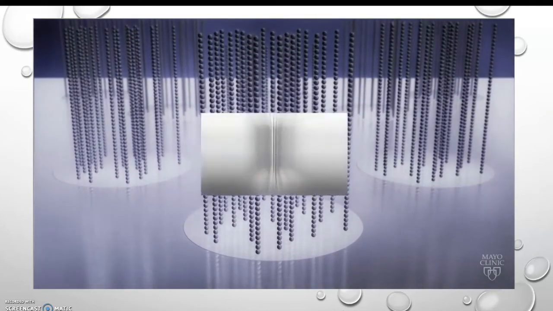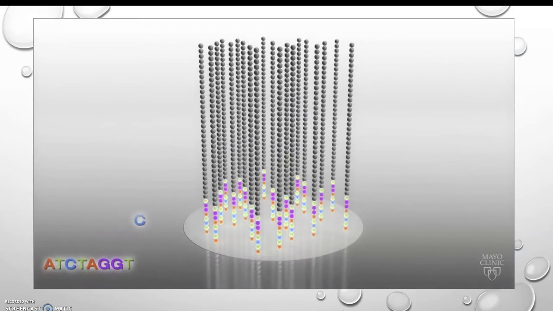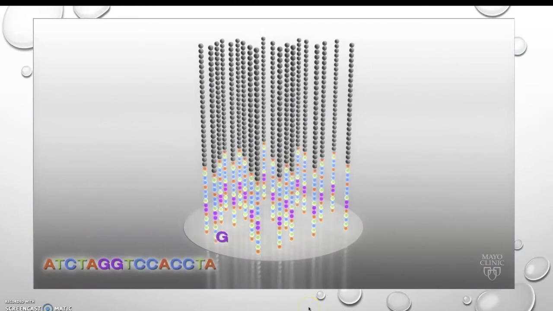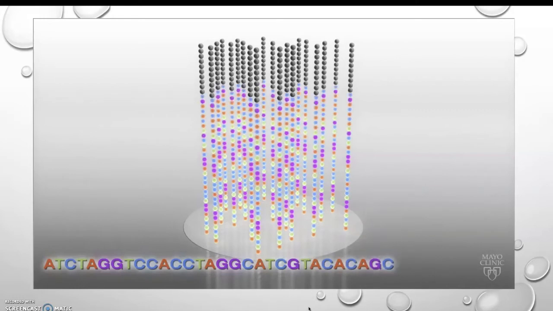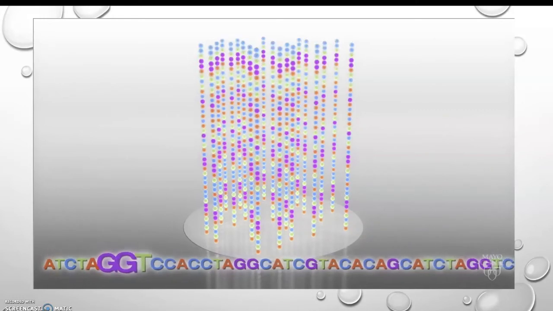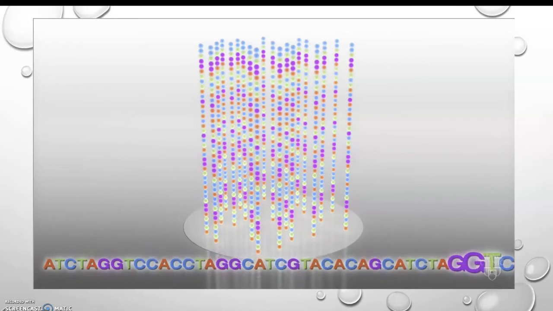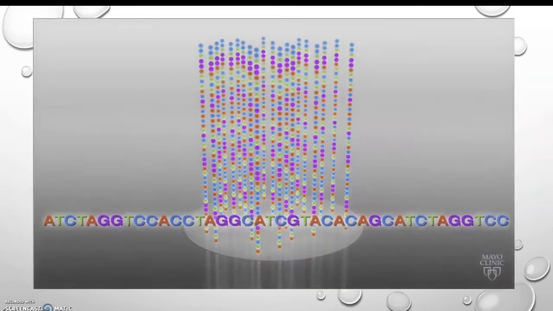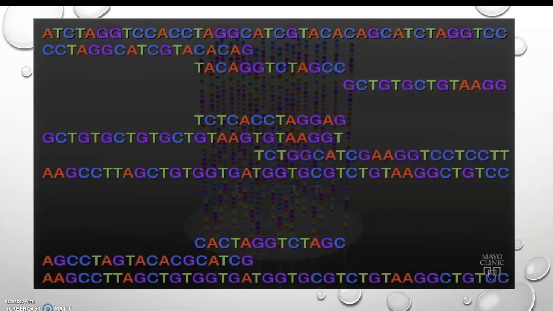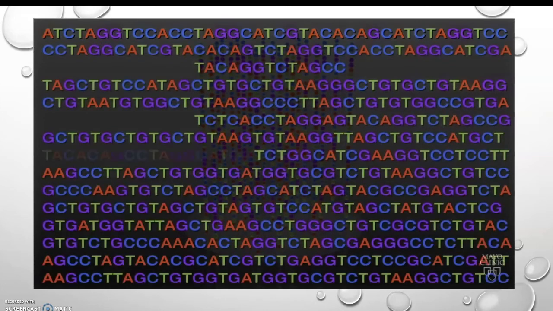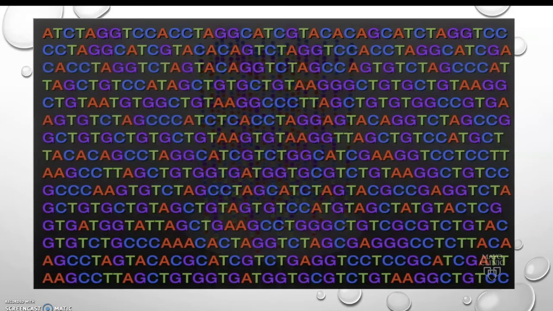fragments. Next, the sequencer reads the DNA, one base at a time, using different colored tags for each DNA base. Special sensors within the machine detect the different colored tags. This sequence of colors reveals the DNA sequence of each fragment. Powerful computers piece together these individual DNA fragments and reveal the sequence of your DNA.